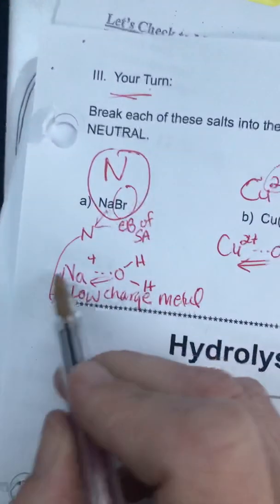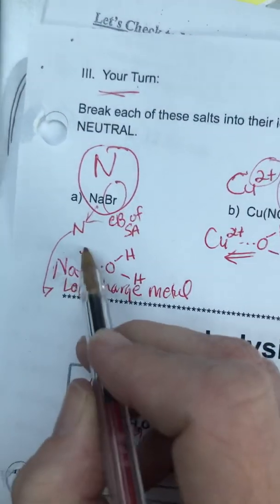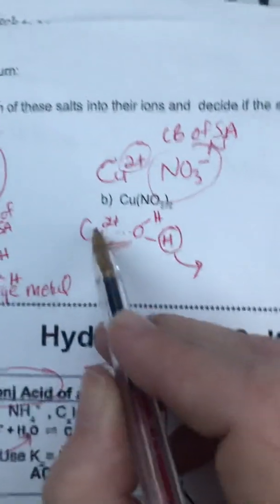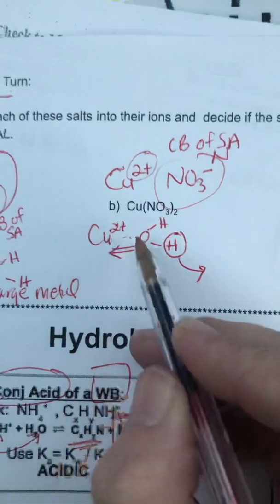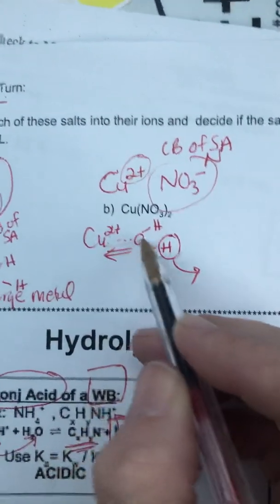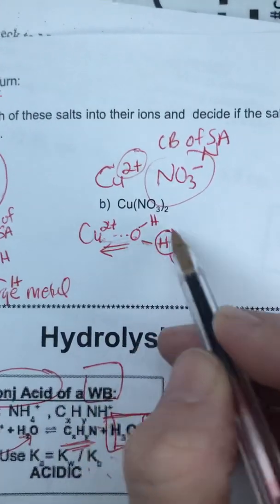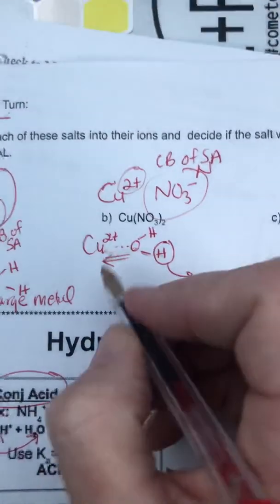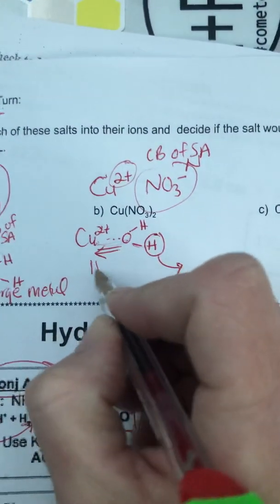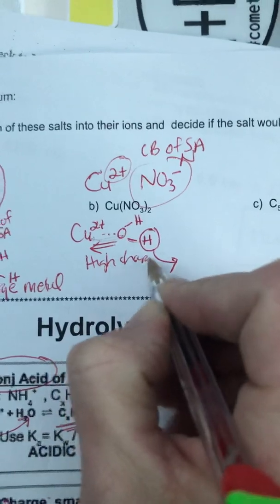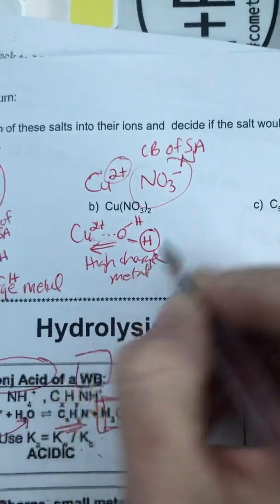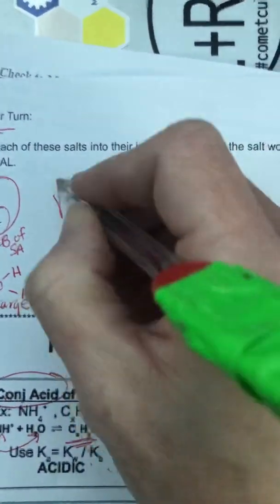So just comparing these two, Na+ does not have a big enough charge to attract the O well. Copper 2 plus does have a big enough charge and it can attract the O really well. And when it attracts that O, this bond weakens and the H can come off. So that's going to be a high charge metal, and that's going to make this guy overall acidic.